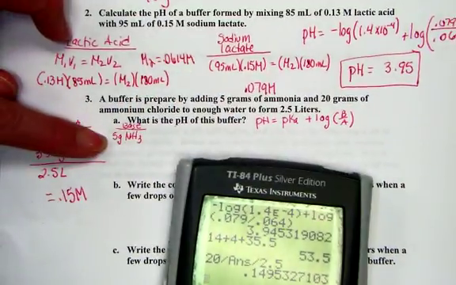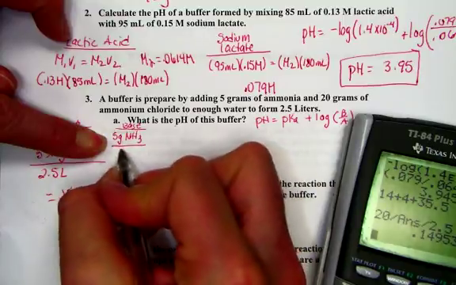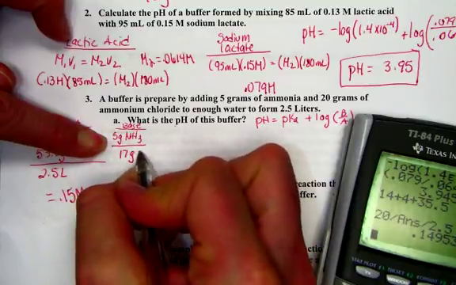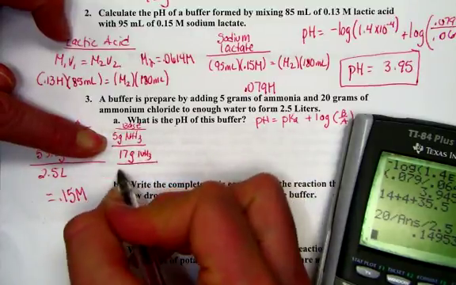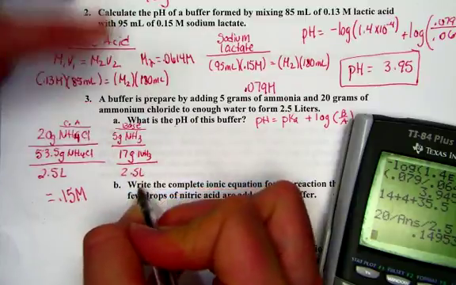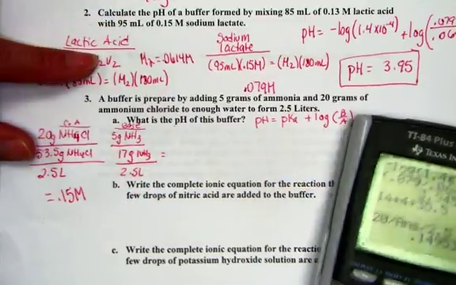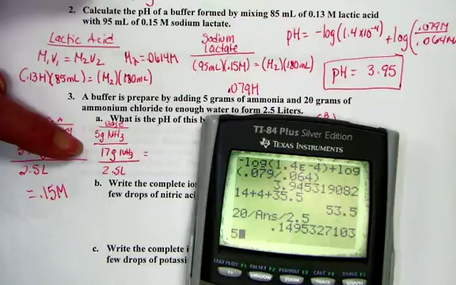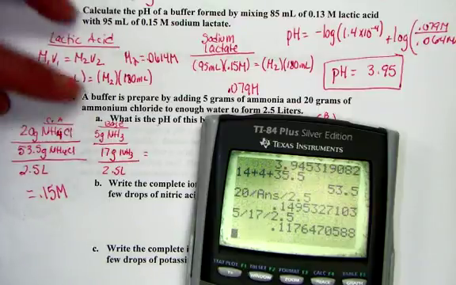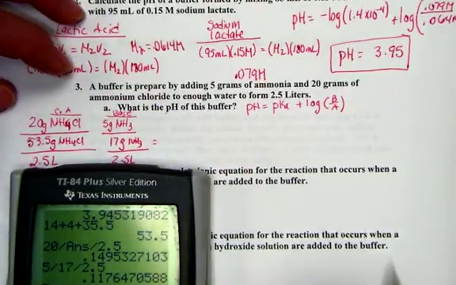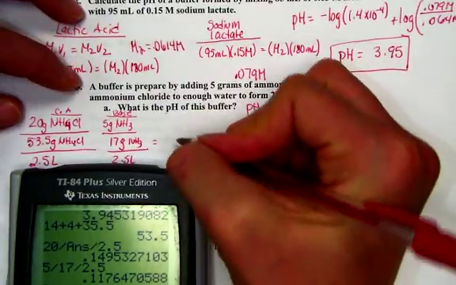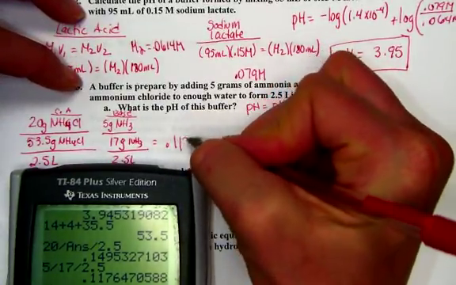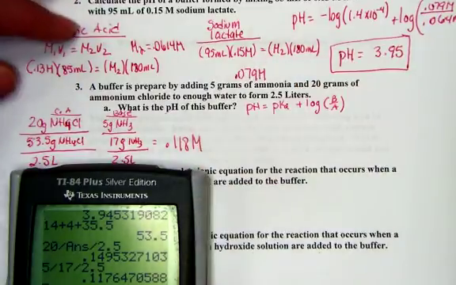On to the work for the base. 5 grams over the molar mass of 17 for ammonia per 2.5 liter solution. And calculating its molarity, 5 divided by 17 divided by 2.5 liters, and I have 0.1176. Let's make that 0.118 molar for the base.